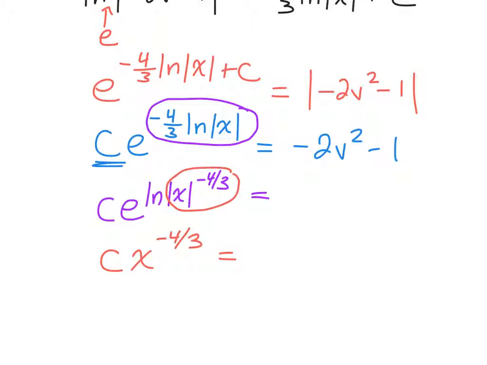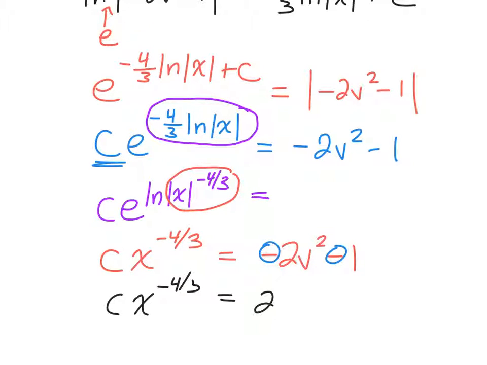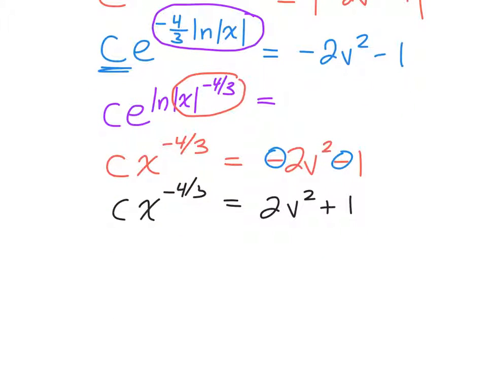All right. So I'm going to bring down the negative 2v squared minus 1. Now the c can gobble those bad boys up and make it c x to the negative 4/3 equals 2v squared plus 1, which is why I said earlier that it didn't matter if you left the negative sign outside of the integral, pulled the 3 out. It didn't make a difference because it's all going to come out in the wash. That c is like the great equalizer. It cures what ails you.